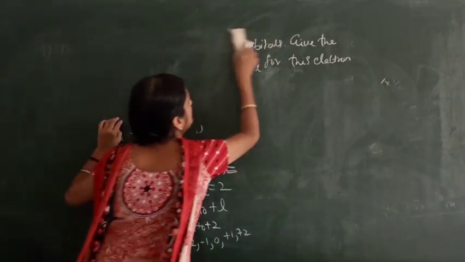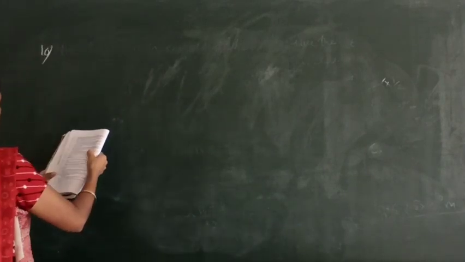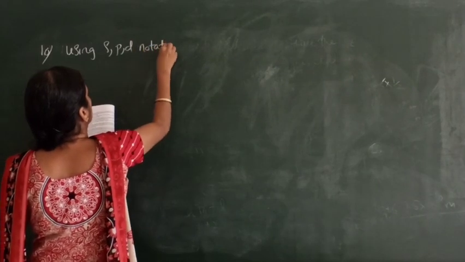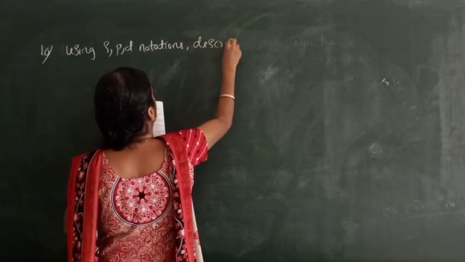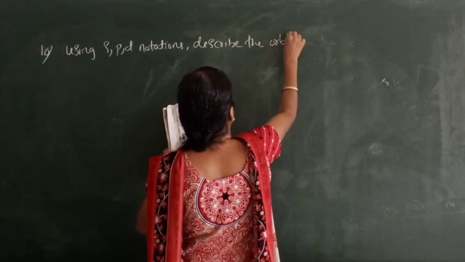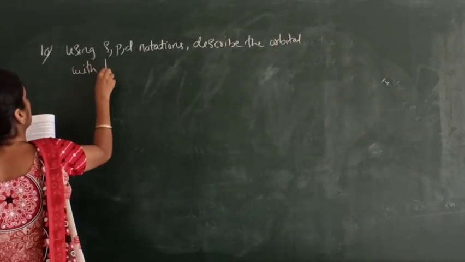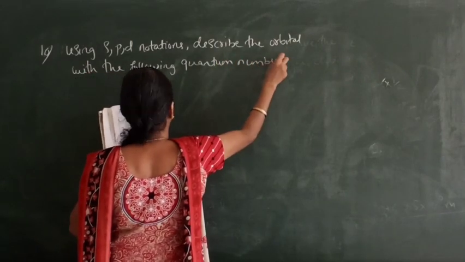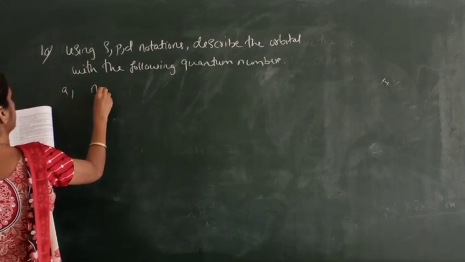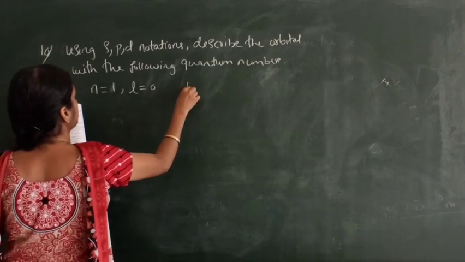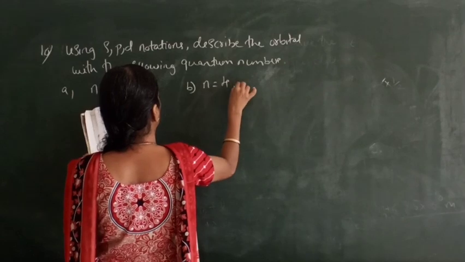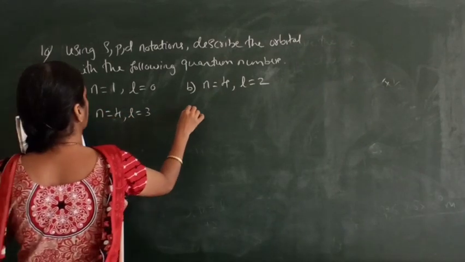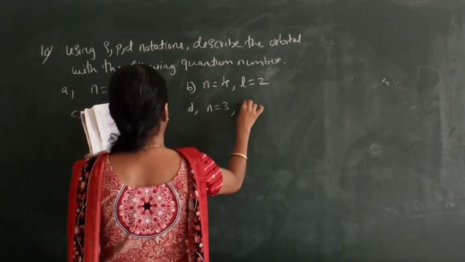Okay, moving on to the next problem. Using SPD notations, describe the orbitals with the following quantum numbers. The first one, n is equal to 1, L is equal to 0. The second one, N is equal to 4, L is equal to 2. The third one, N is equal to 4, L is equal to 3. And the fourth one, N is equal to 3, L is equal to 1.